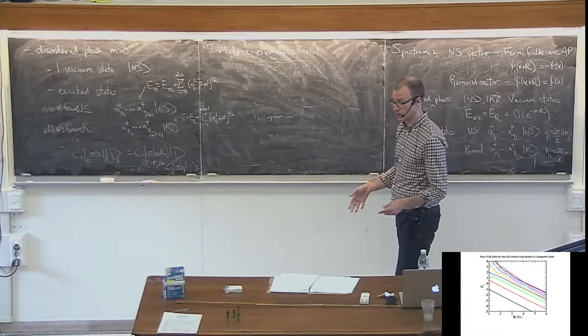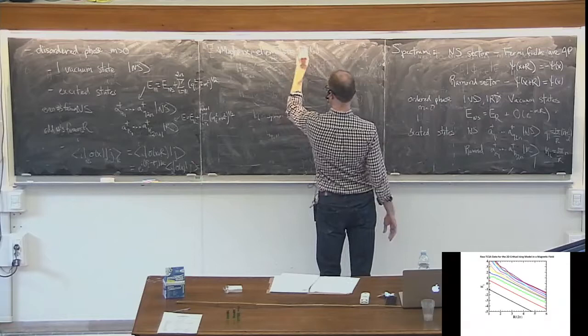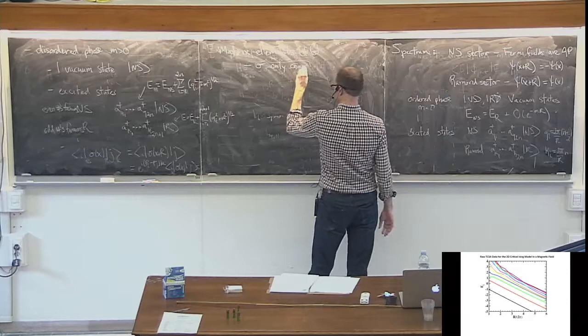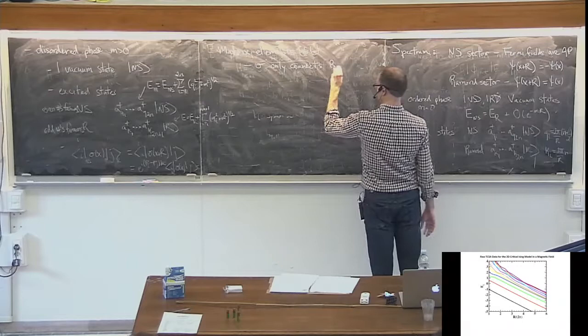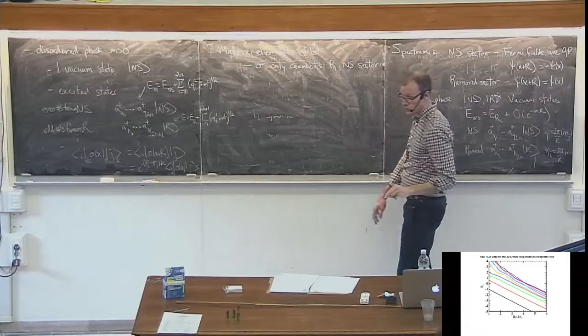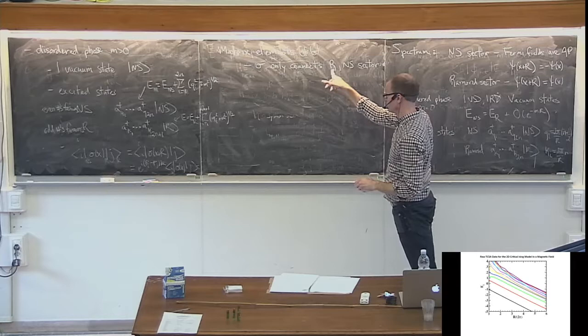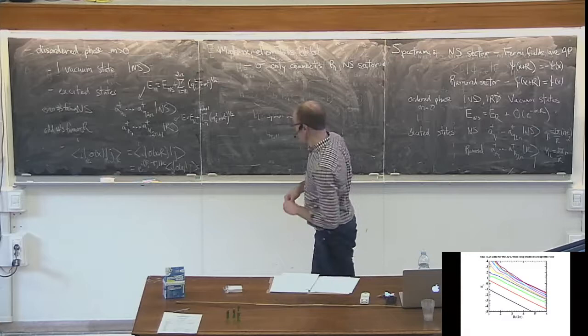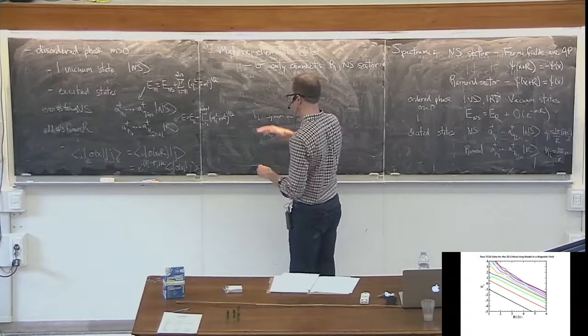So the matrix elements of the spin field sigma only connect the Ramond and the Neveu-Schwarz sector. The matrix elements between states within a single sector of the spin field are zero, regardless of whether you're in one phase or the other.